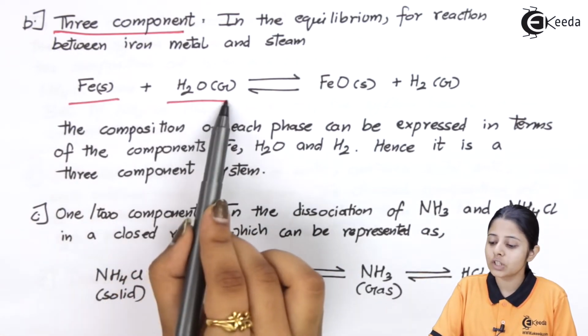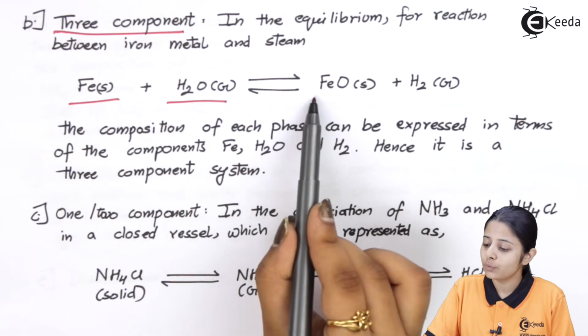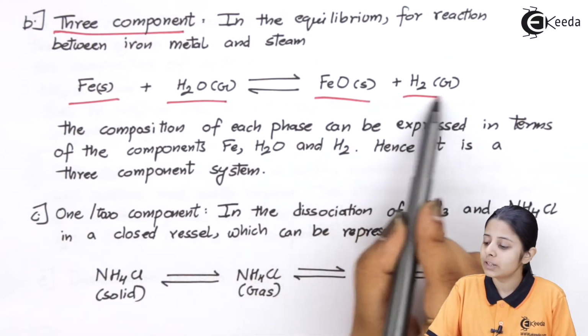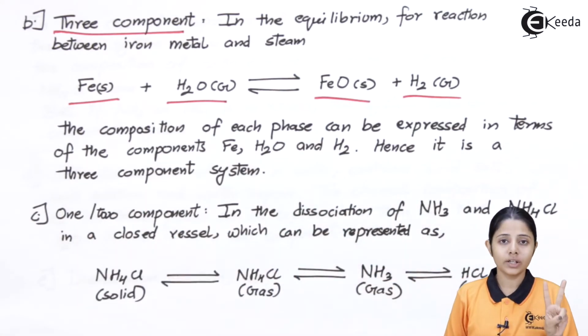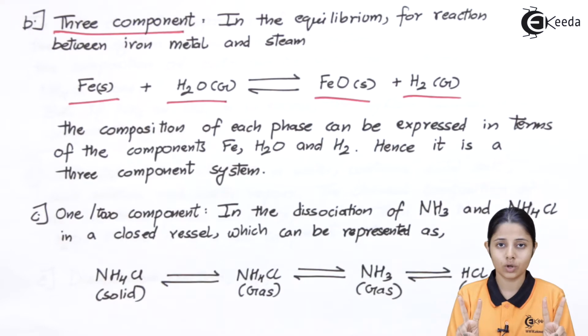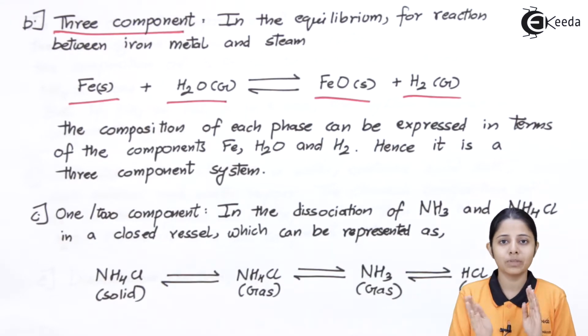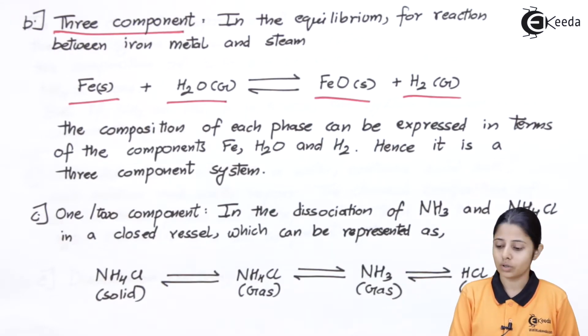I have H2O, which is gaseous, which forms FeO, which is solid, and H2, which is gaseous. So I have solid and gaseous on my reactant side, solid and gaseous on the product side. 2 phases on the reactant side, 2 phases on the product side, total 4 components. We'll map them accordingly and we'll find the components.